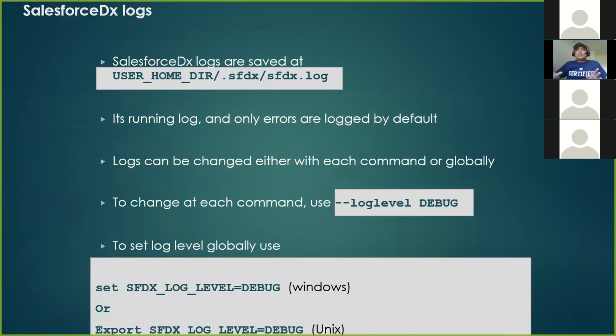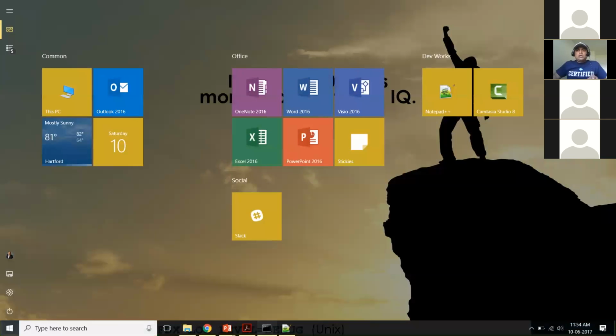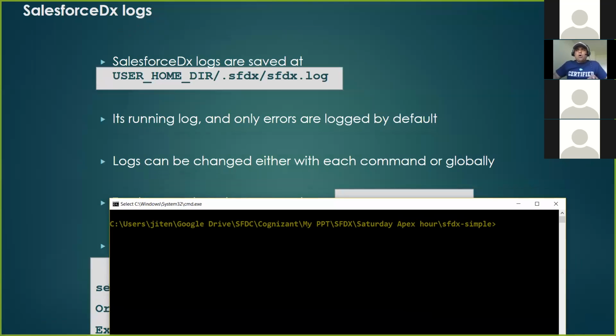So now the question related to the debug log. Someone asked me, and as I told you, I got you covered. If there is some problem in SFDX itself, where should I see the logs? So the log would be here. You go to your home directory, you go to the .sfdx folder, and then sfdx.log is there.